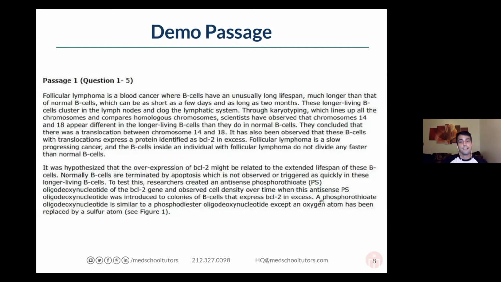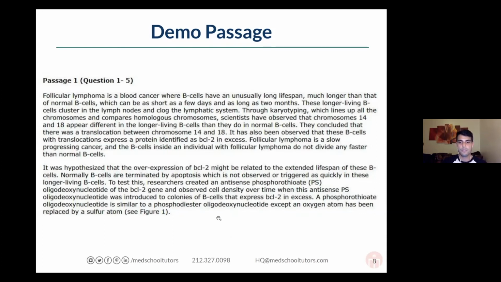Cool. So a phosphorothioate oligodeoxynucleotide is similar to a phosphodiester oligodeoxynucleotide, except an oxygen atom has been replaced by a sulfur atom. I don't care about that at all because that doesn't really add anything to me. Maybe that'll get called up in a question, I know where to go, but it doesn't really jive with the main idea of this passage, which is about B cells and their lifespan and why they have these longer lifespans, right?